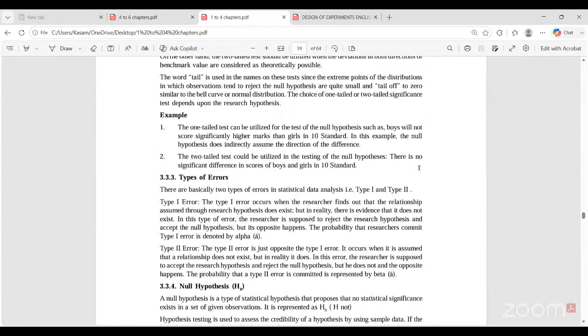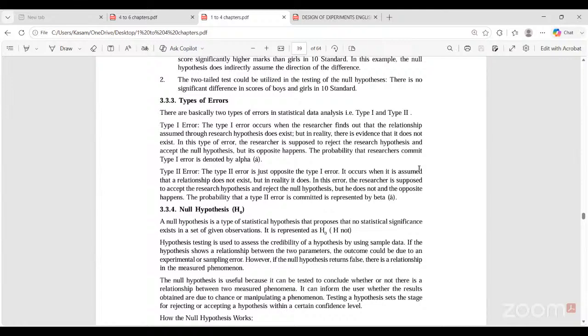So this is the statistical part. What are the types of errors? There are basically two types of errors in data: type 1 and type 2. That is null hypothesis, type 1 error and type 2 error. The type 1 error occurs when the researcher assumes the relationship between hypotheses does not exist, and in reality the evidence does not exist. The researcher is supposed to reject the research hypothesis and accept the null hypothesis. We can accept the null hypothesis. The probability that a researcher commits a type 1 error is denoted alpha.